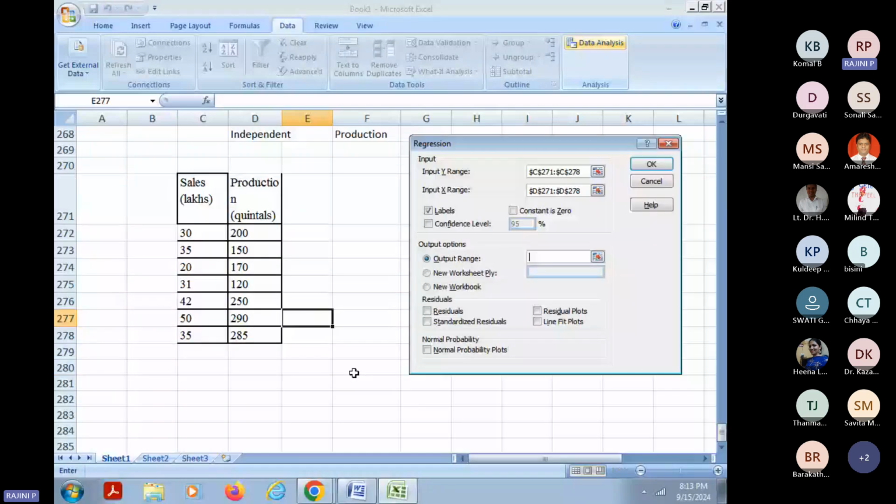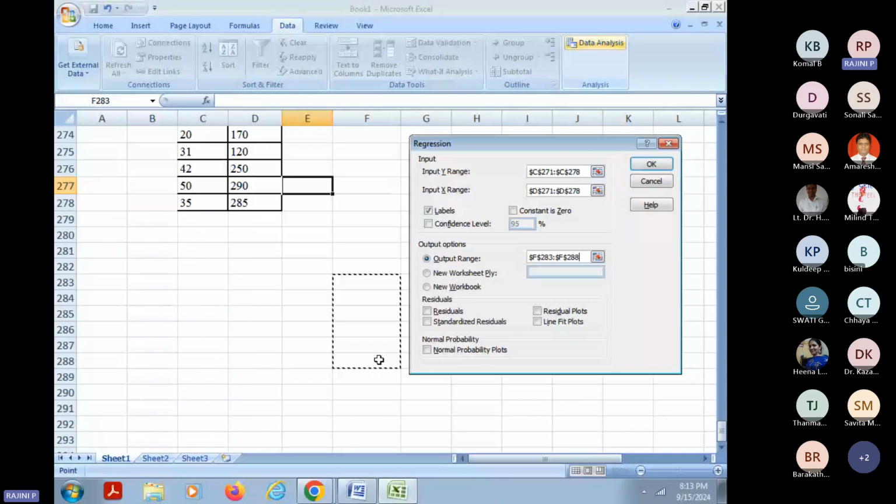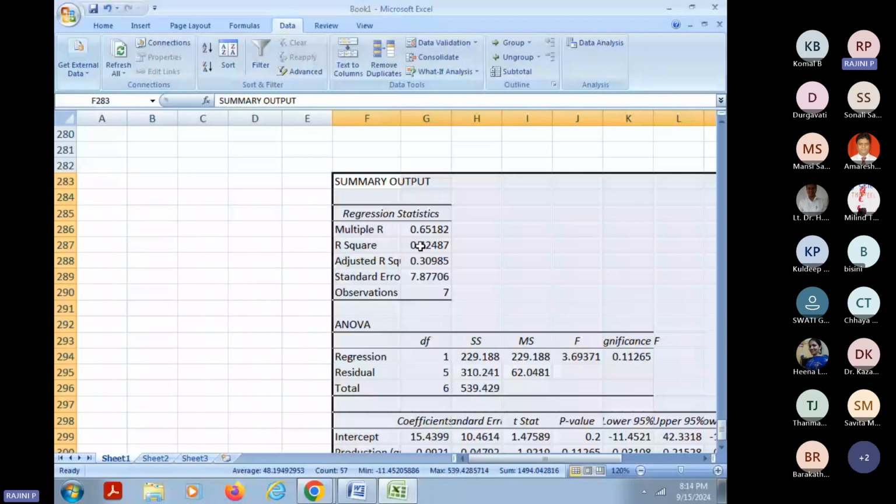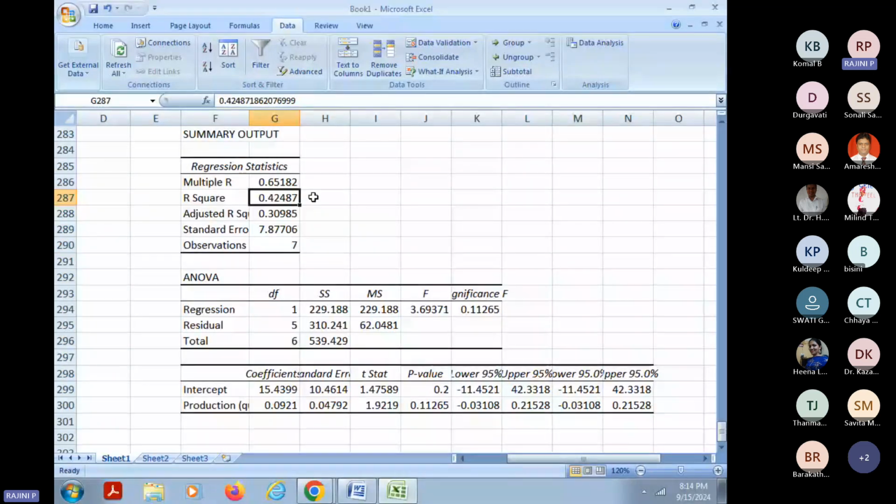Then OK. Here you need to check the R square value. Whenever you are calculating regression, check it. R square value must be more than 0.5. If it is more than 0.75, then it is good. 0.5 can also be somewhat acceptable, but not that much. If there is no other option, then we will accept it.